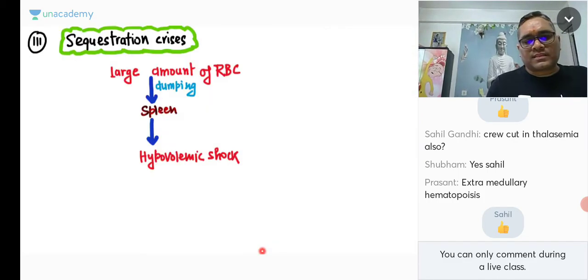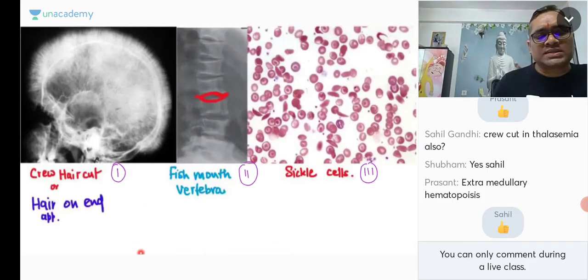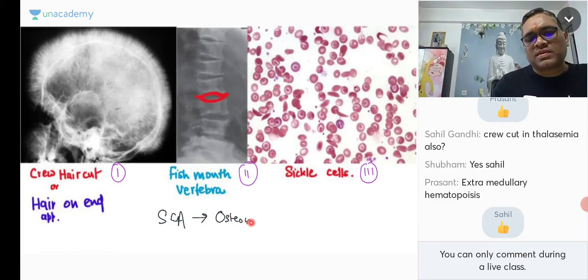In sickle cell anemia, because of the vertebral column damage, they will be having osteomyelitis also. This was again a very frequently asked question in NEET and other exams.